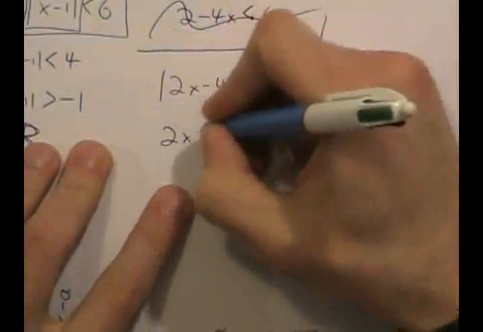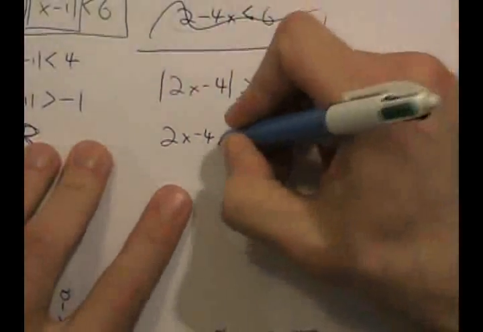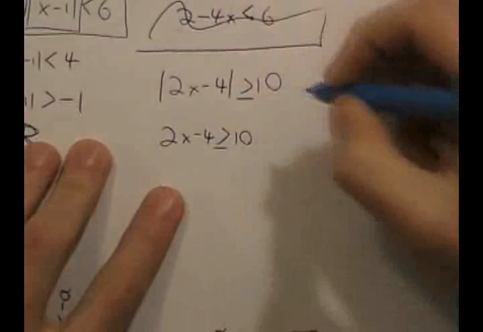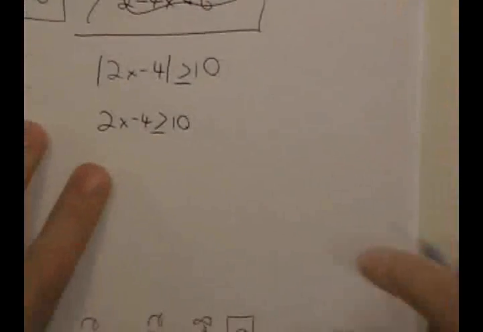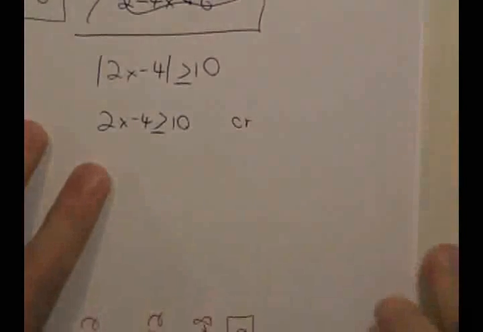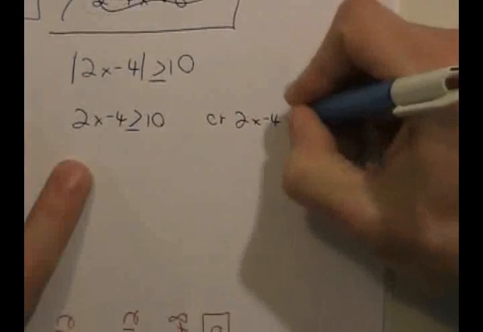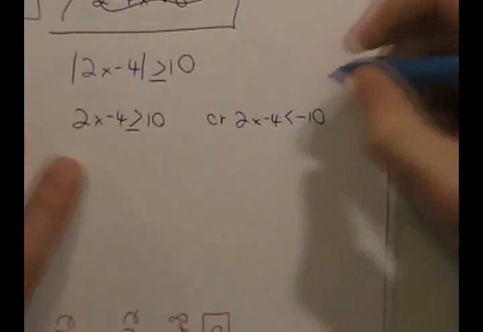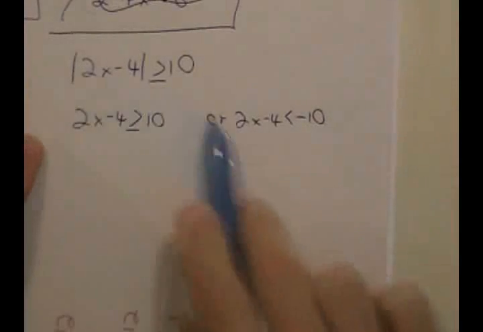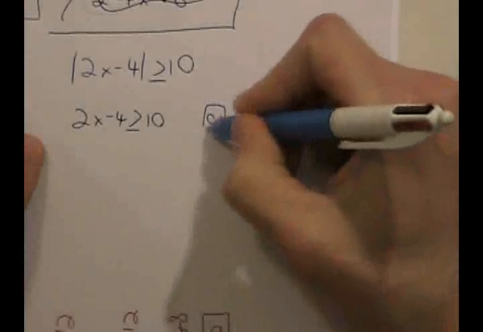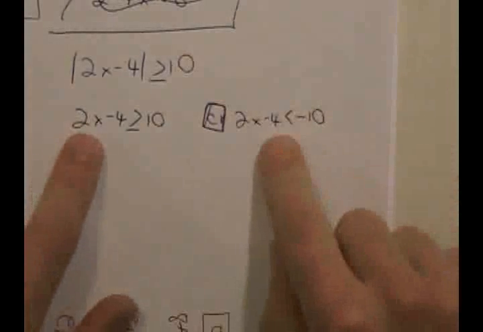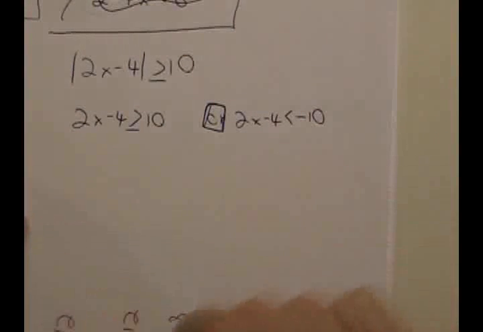You'd say you want 2x minus 4 to be greater than or equal to 10 itself, or you want 2x minus 4 to be less than or equal to its opposite, minus 10. And this is how you get rid of the absolute value, right? It turns into these 2 things, and you just have to solve these. It always breaks into 2.